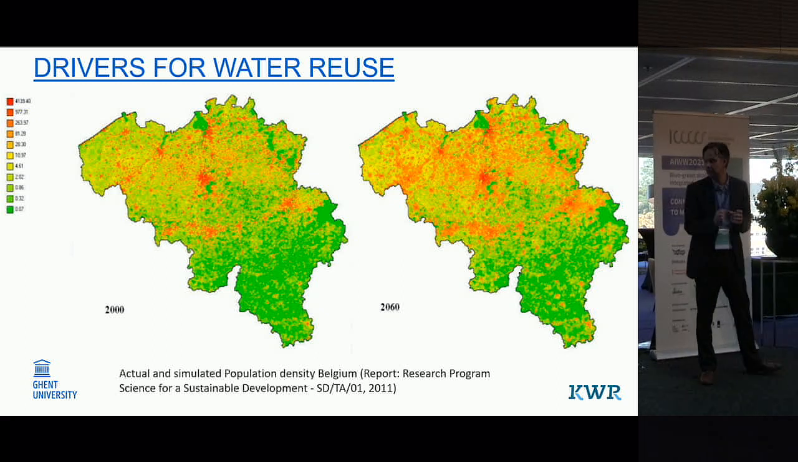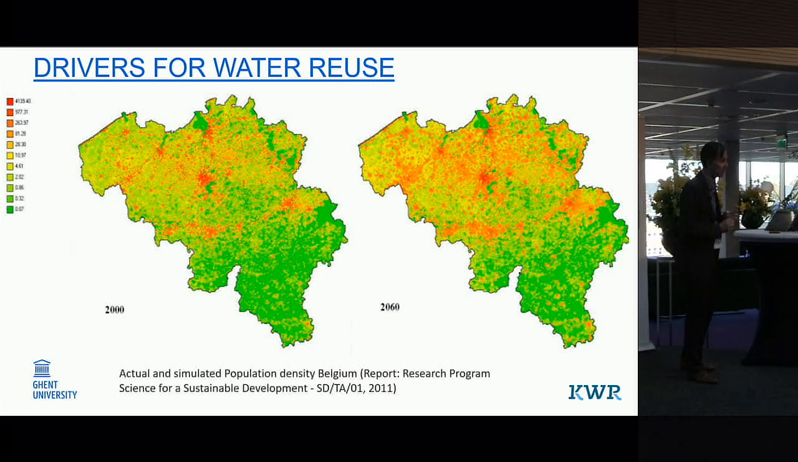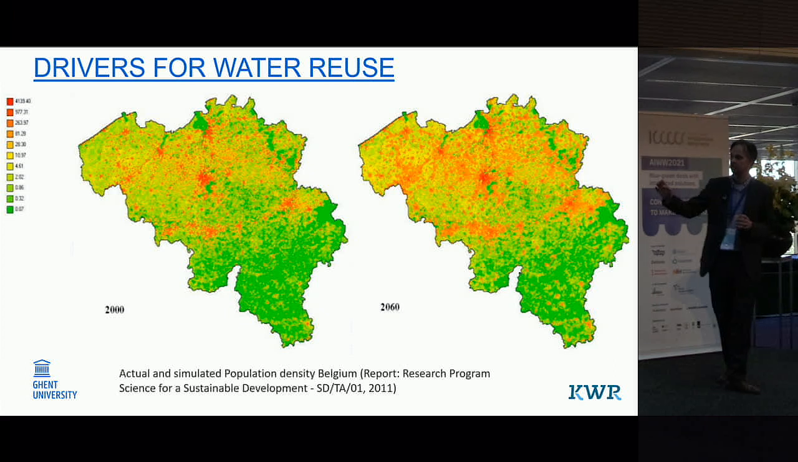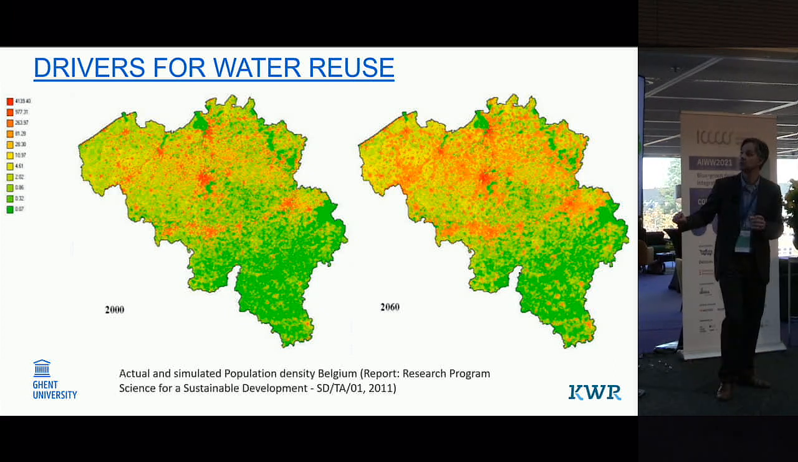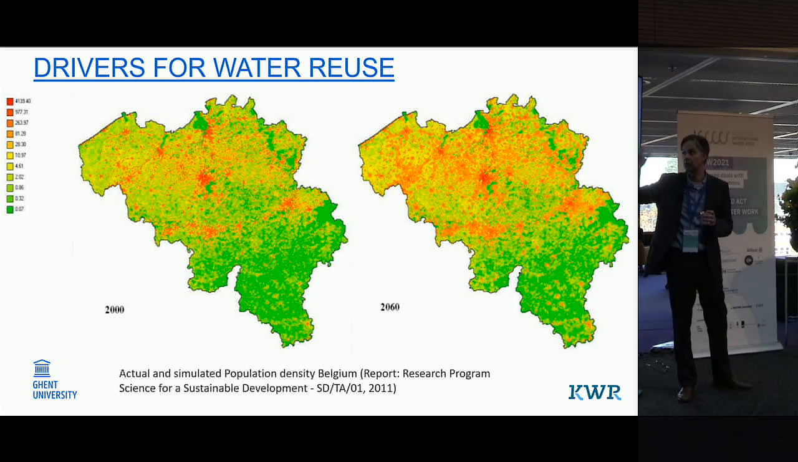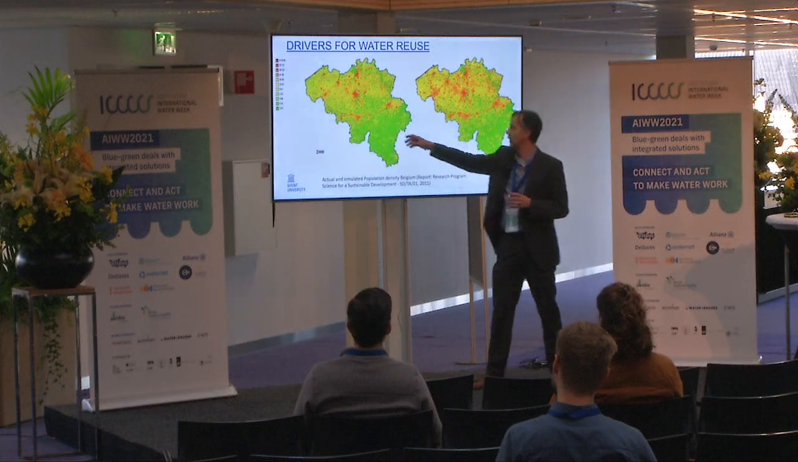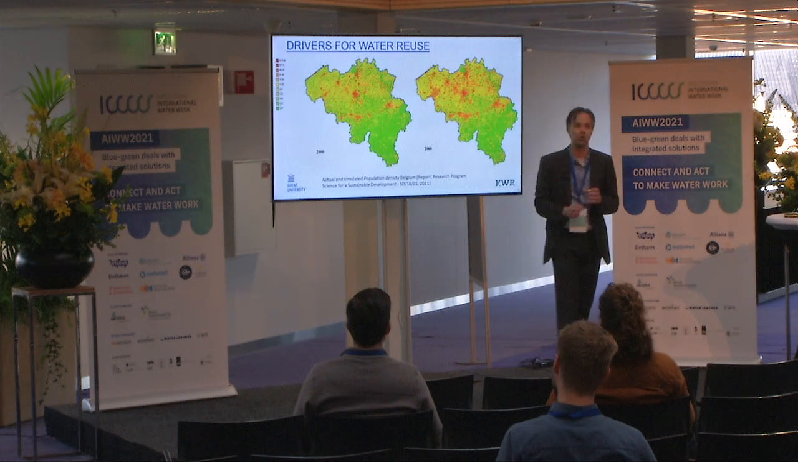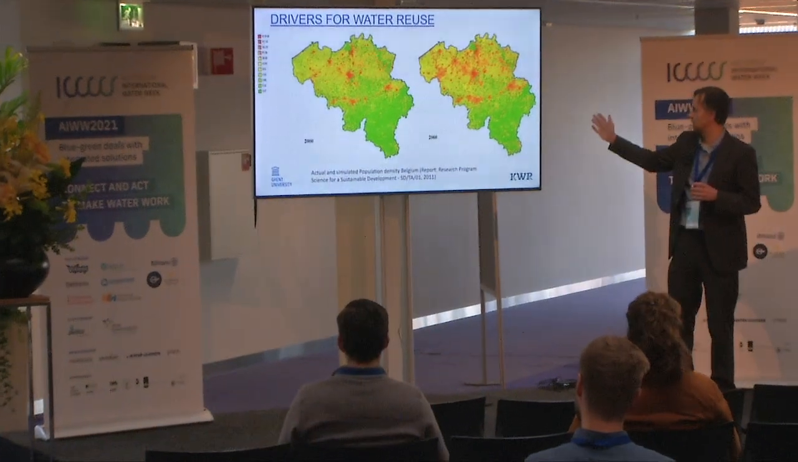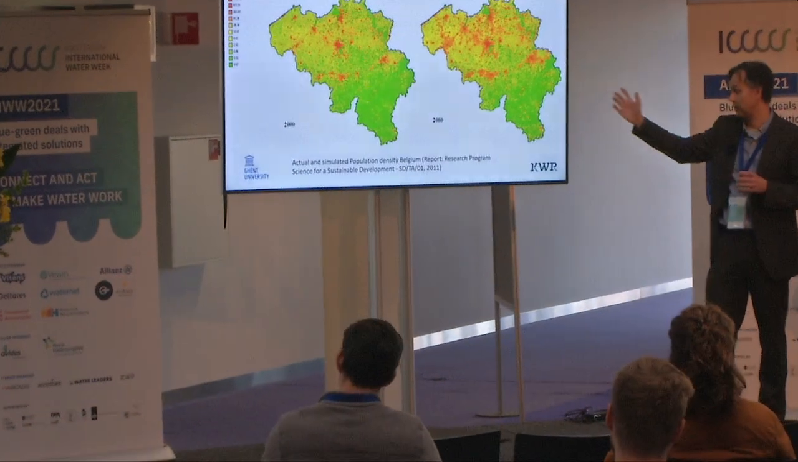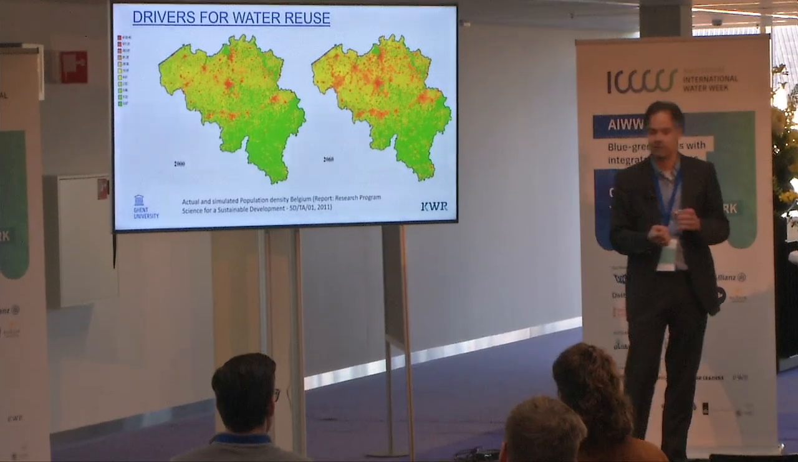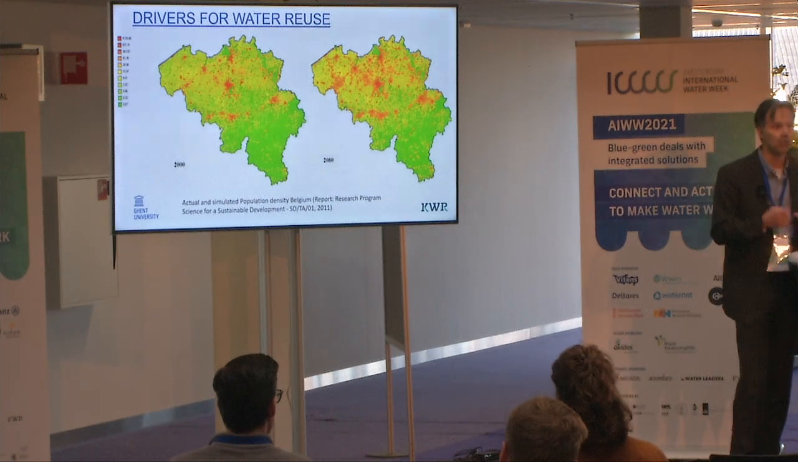This is a study from the Research Program for Science and Sustainable Development in Belgium. It's an older study, from 10 years ago, looking at the population density in Belgium. On the left side is 2000, so now we're 20 years further. You see Brussels, Antwerp, Ghent, and Walloon cities. And the prospect on the right-hand side, in 40 years, is an immense increase in population density. So more people, more need for water.